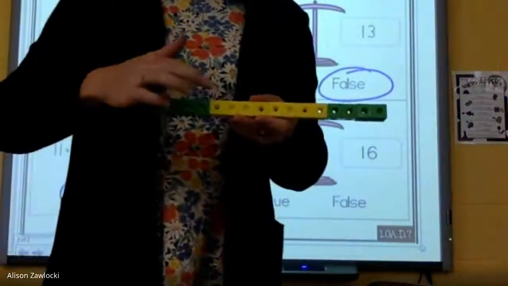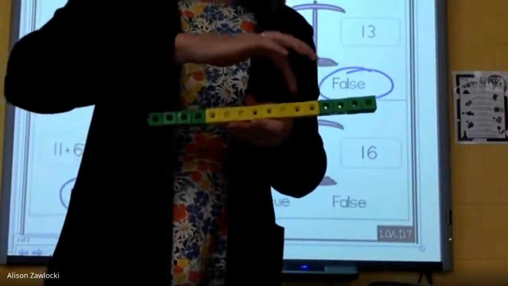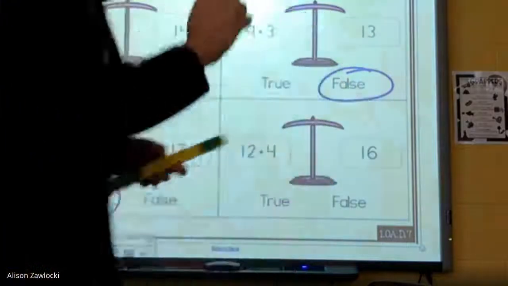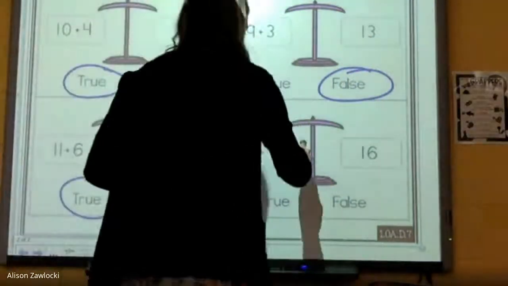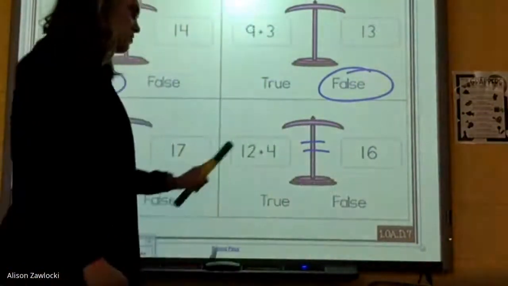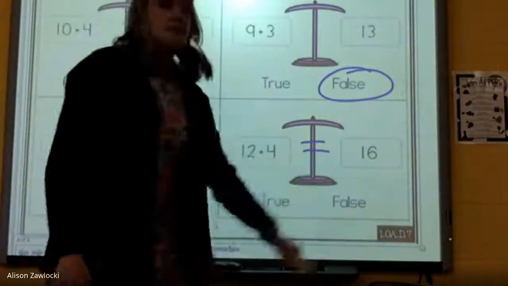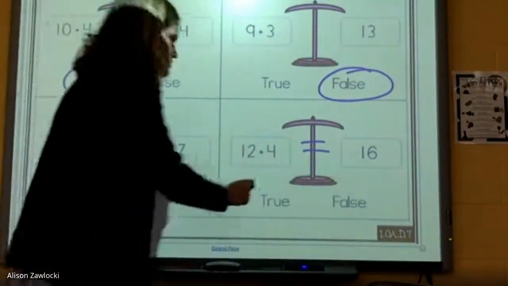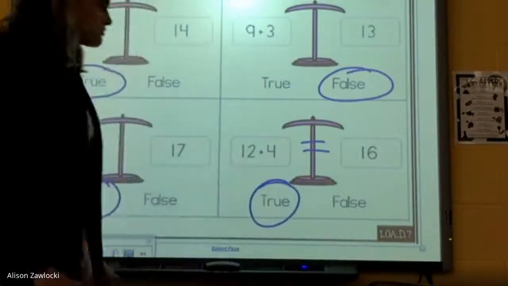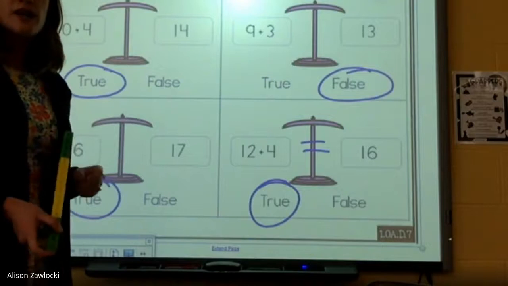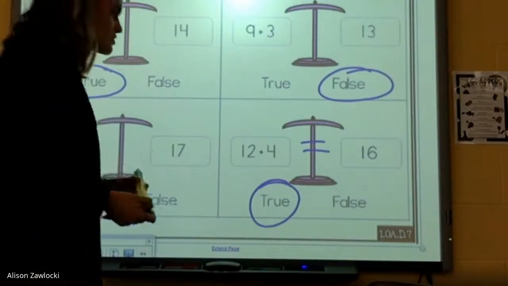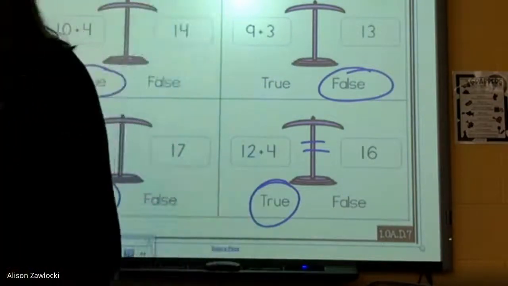1, 2, 3, 4, 5, 6, 7, 8, 9, 10, 11, 12, 13, 14, 15, 16. Does 12 plus 4 equal 16? Thumbs up or thumbs down? Make sure you write that in your notebook. 12 plus 4 equals 16. True, that is true. So you can write true in your notebook. You're going to write T-R-U-E. That is true. Very good job, boys and girls.